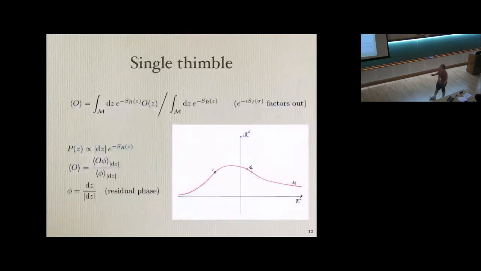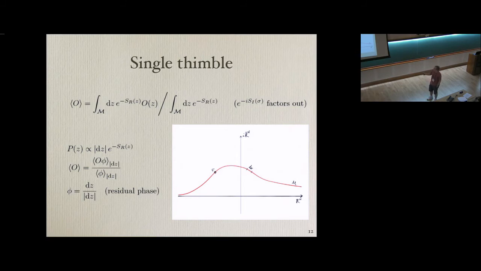So the whole approach suggested by Cristoforetti, Scorzato, and Lorenzo is a bit complicated to apply in the multi-thimble case. So they suggested that maybe one single thimble dominates this thimble decomposition, and if we figure out methods to actually sample a single thimble, we might be able to get physical results out of it.